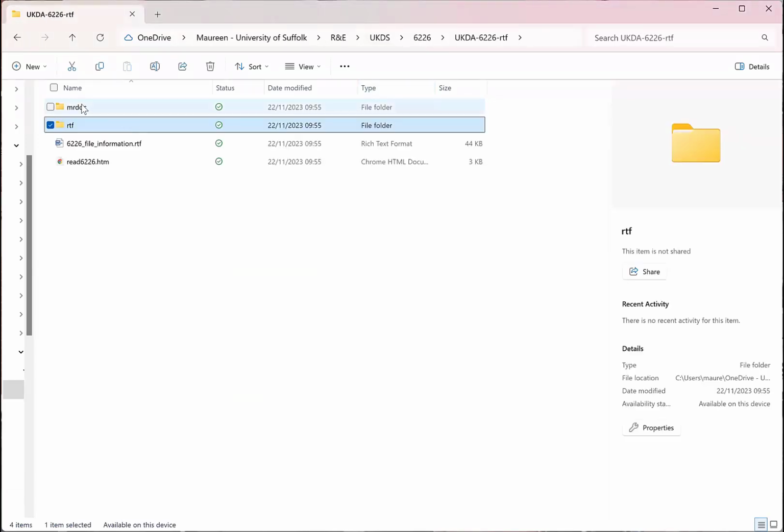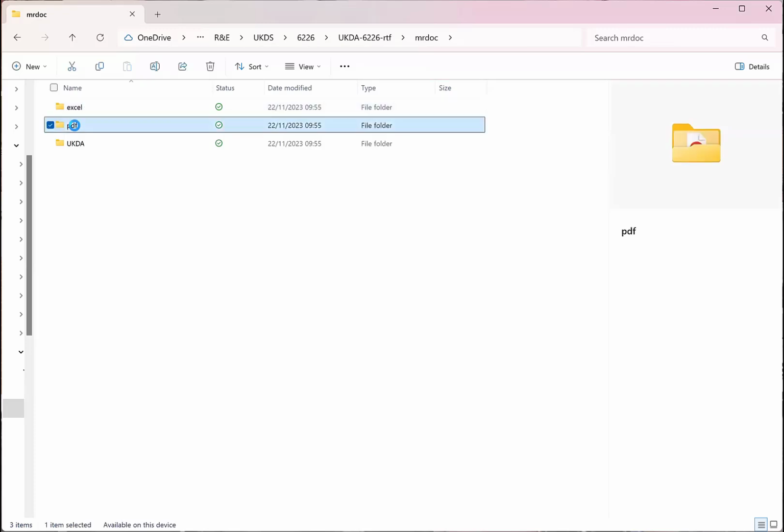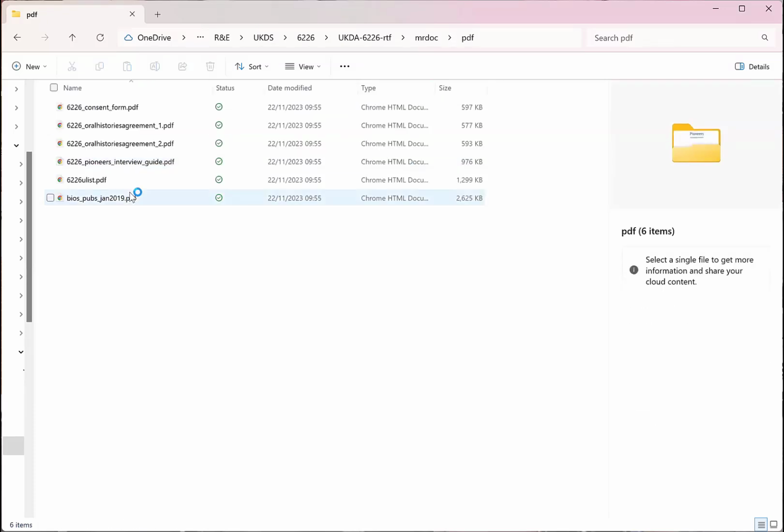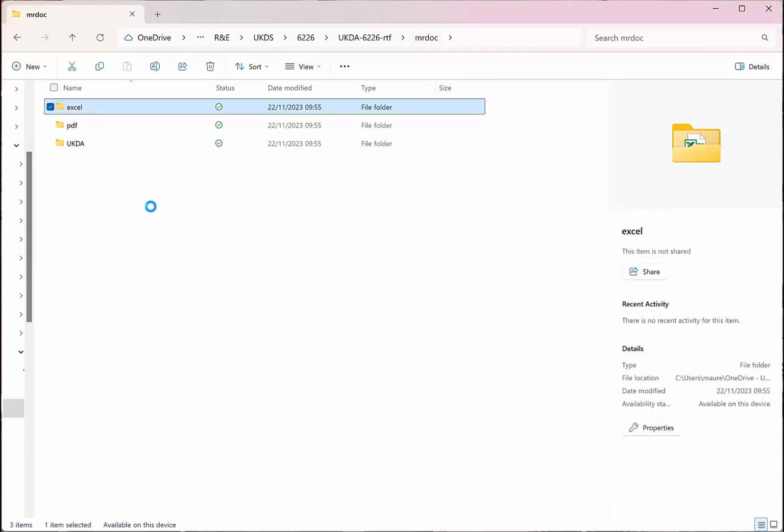Now, the folder where the documentation sits is the MRDoc folder. It is always titled the MRDoc folder. Within here, you'll be most interested in the PDF format because we've got all of the documents that would form our user guide. So the consent form, the agreements that were made with interviewees. There's also an interview guide and biographies of each of the participants. We've also got a PDF and an Excel version of the data listing.